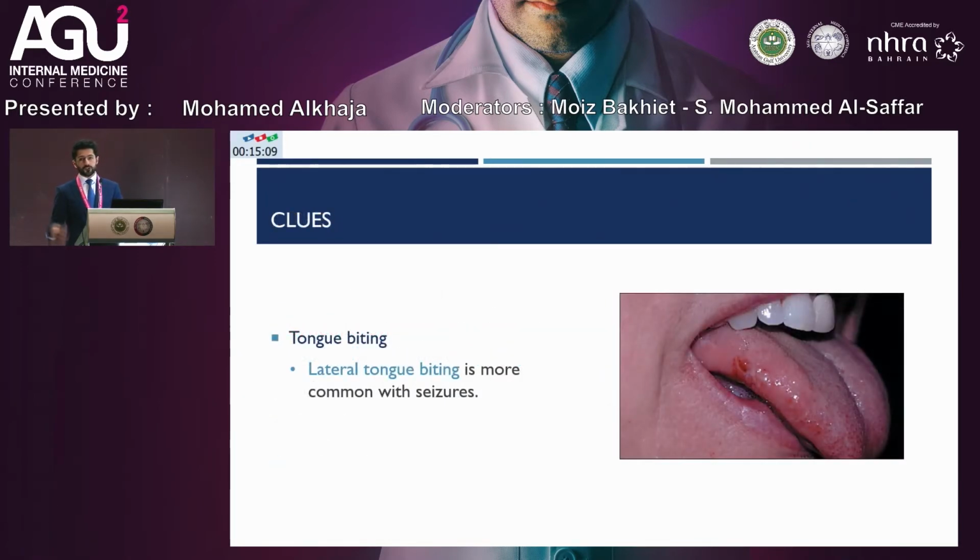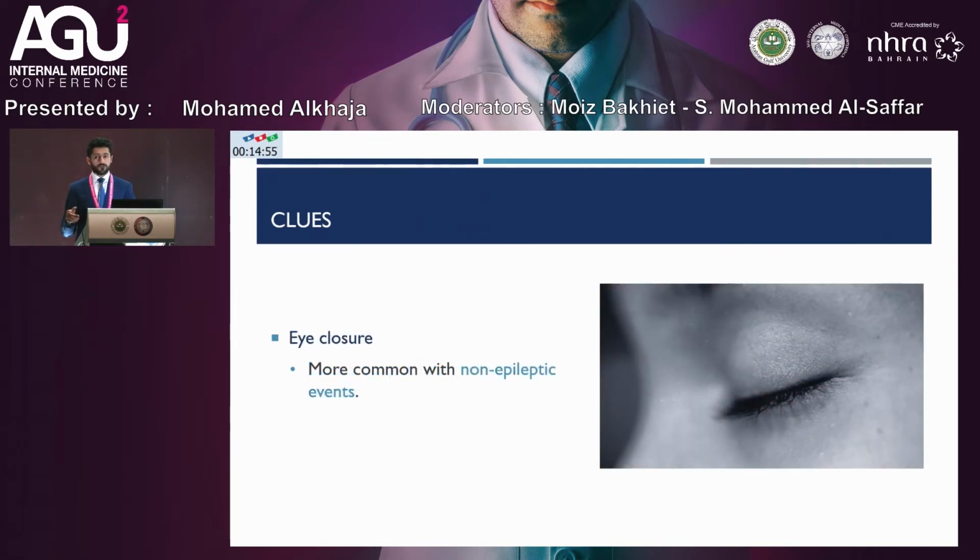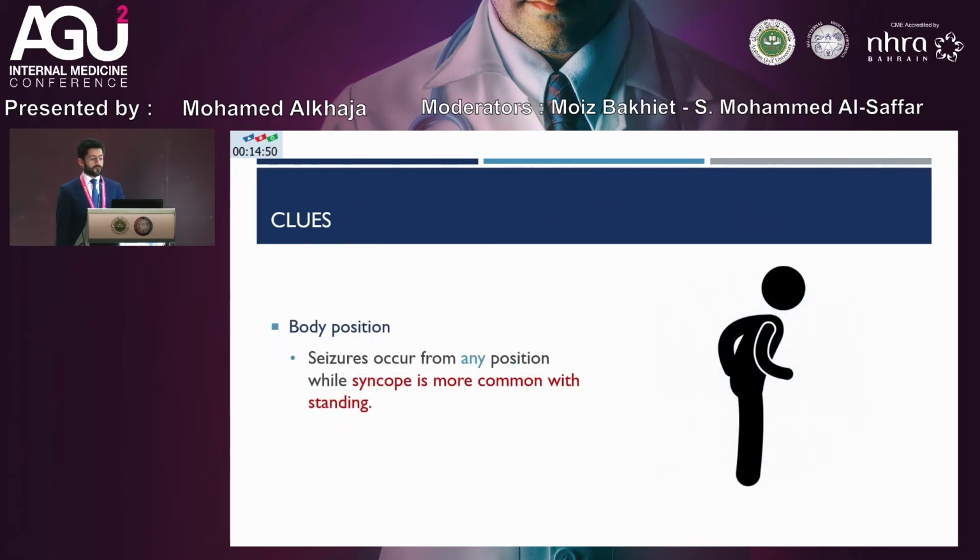So there are certain clues that help hint towards whether it's a seizure or a non-epileptic event, whether physiological or non-physiological. Lateral tongue biting hints more towards an actual seizure. Eye closure hints more towards being non-epileptic. If the patient was standing and had the event, it can be a seizure, but it can also be syncope, and it's more likely to be syncope. You won't be having syncope when you're lying down.